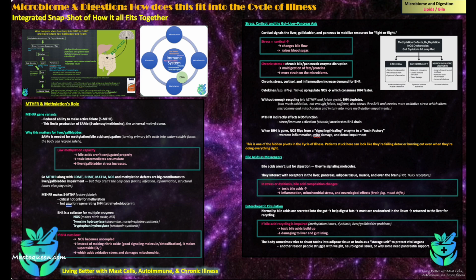If bile acid recycling is impaired, and that can happen because of methylation issues, dysbiosis, and liver and gallbladder problems, toxic bile acid builds up. And this can result in liver pain and gallbladder pain. And then this can also cause damage to the liver and your gut lining.